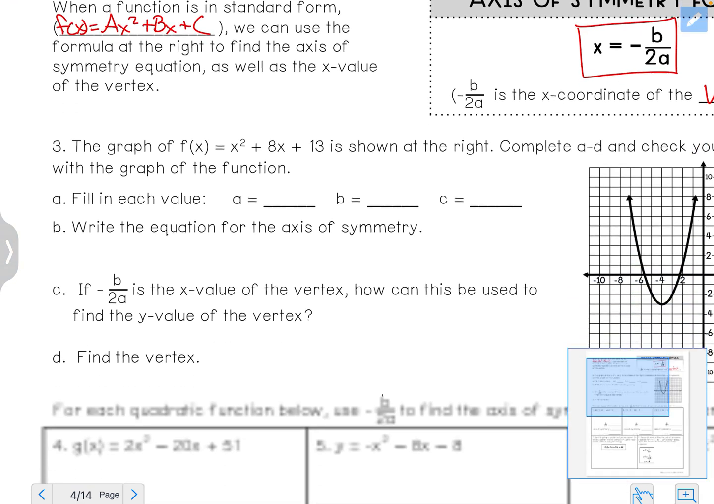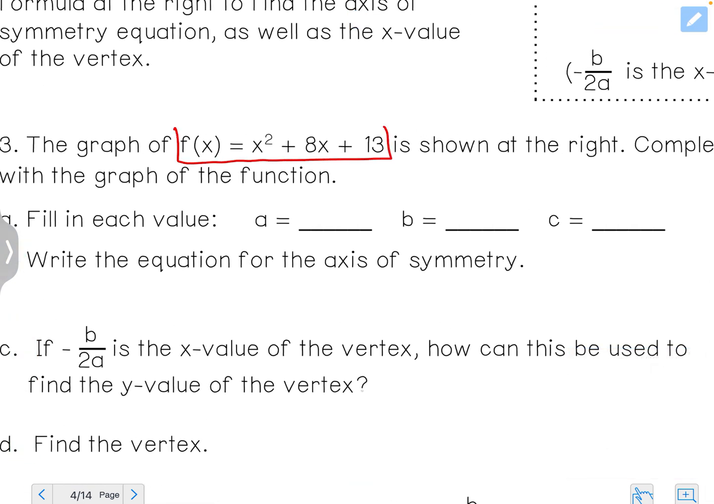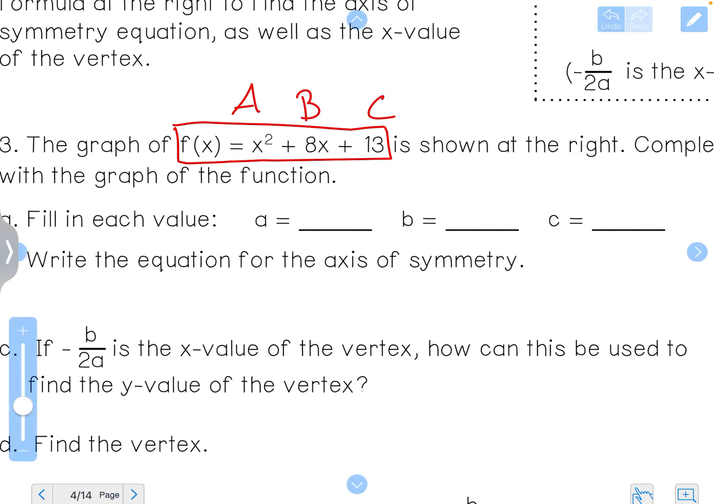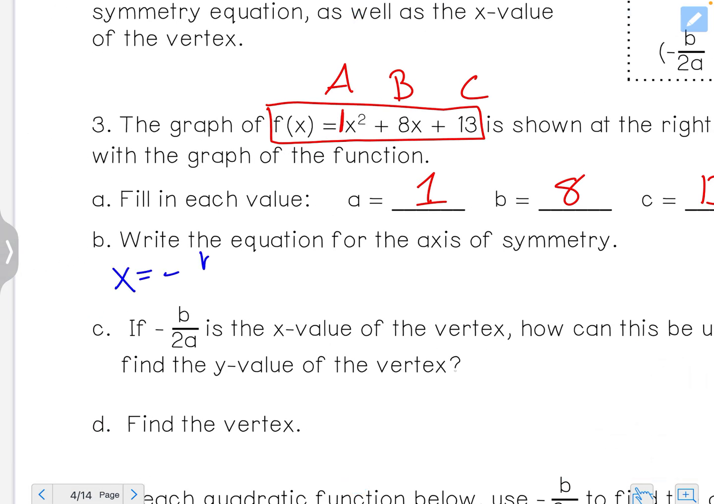They give us this function here: f of x equals x squared plus 8x plus 13. We have our a, we have our b, and we have our c. Our invisible number in front of the x squared is 1, our number in front of the x is 8, and our constant all by itself is 13. Now we're going to plug everything into our formula: x equals negative b over 2a.